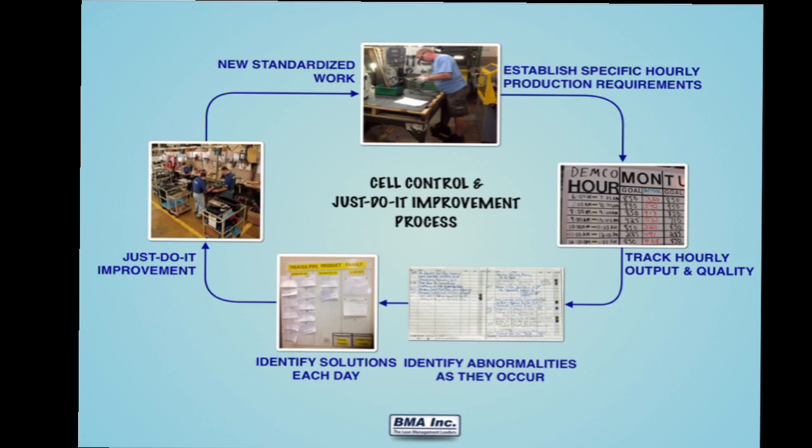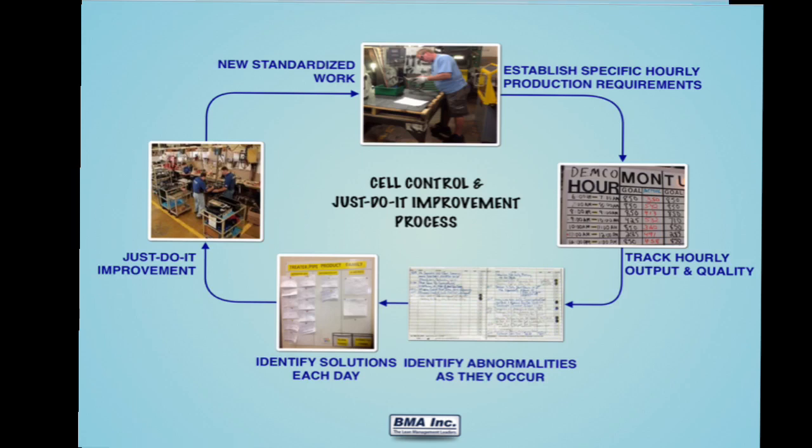The purpose of this diagram is to understand how you use cell boards and process boards to control the cells and the processes, to understand what the issues and problems are, and turn those into just-do-it projects to improve the cell on a daily and a weekly basis. And these improvements are largely done by the people who work in the cells or in the processes.